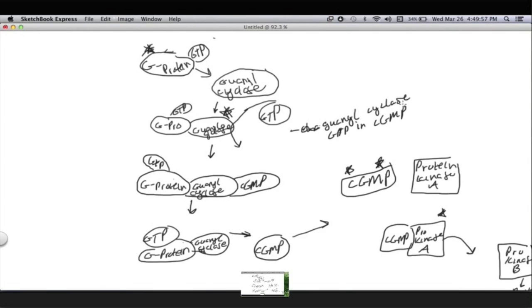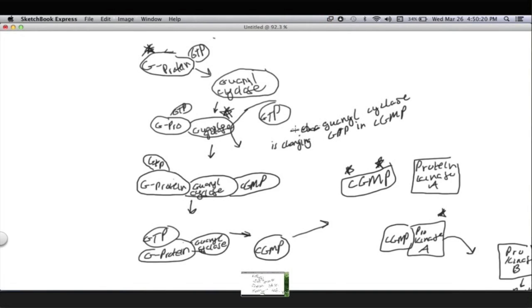By the way, just to help you see what's happening there, the T in GTP stands for triphosphate, and the M stands for monophosphate. And remember, what does the C stand for in cyclic GMP? Cyclic. So what is the guanyl cyclase actually doing?